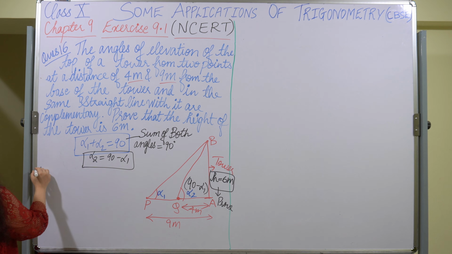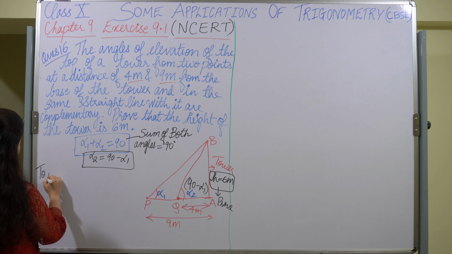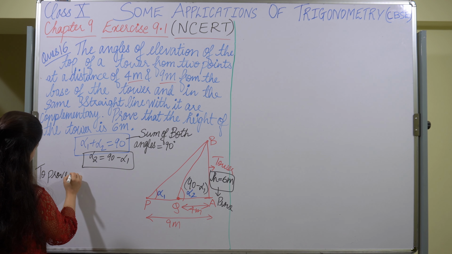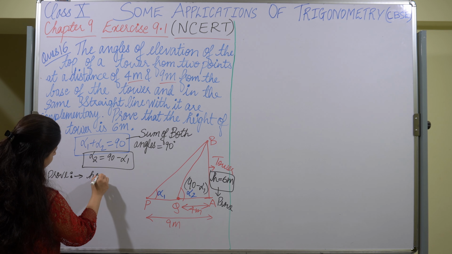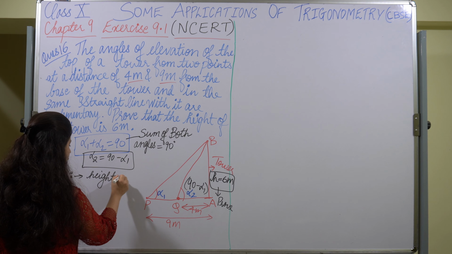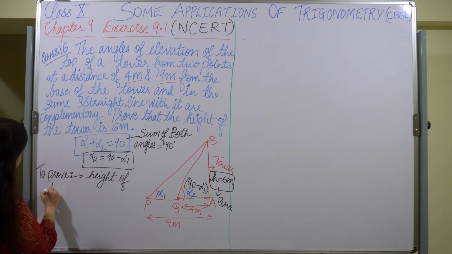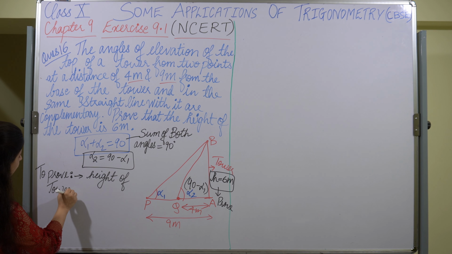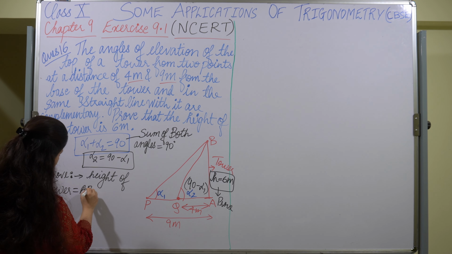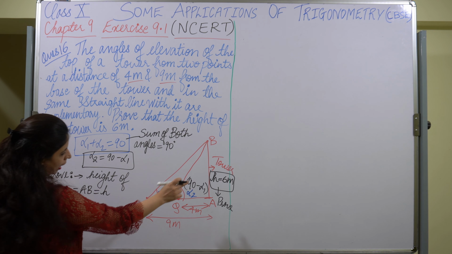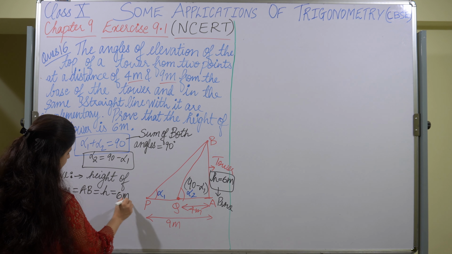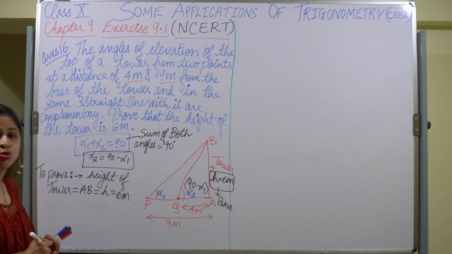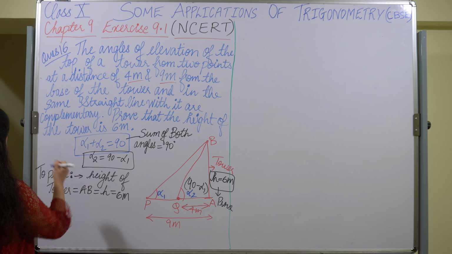So let us write down what we have to prove. To prove: height of tower, which is equal to AB, which is equal to H, I have assumed over here to be equal to 6 meters. This thing we need to prove.